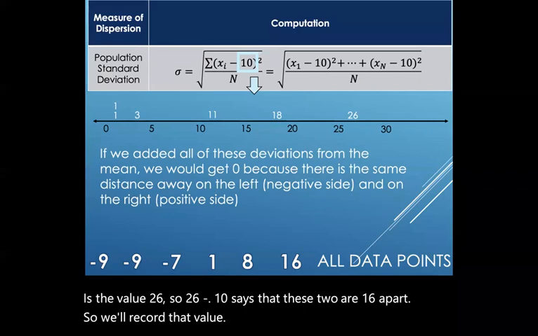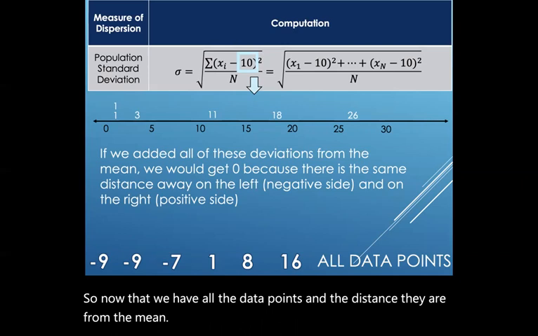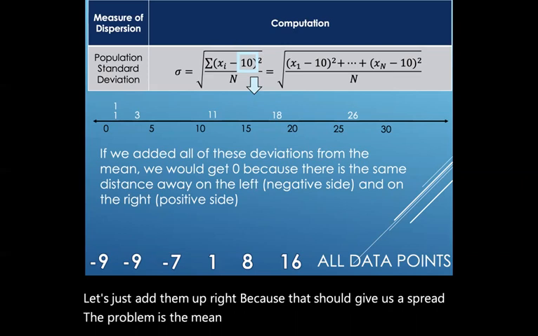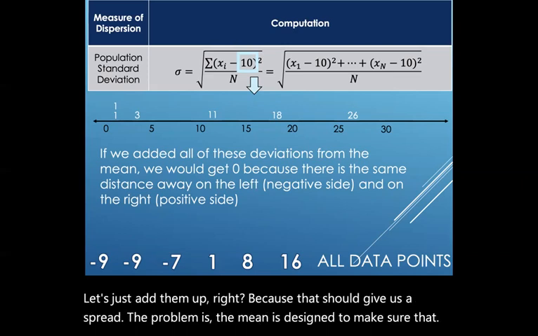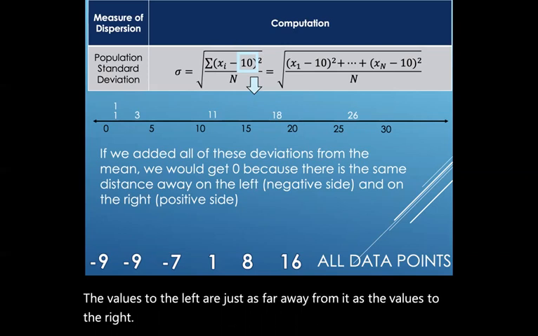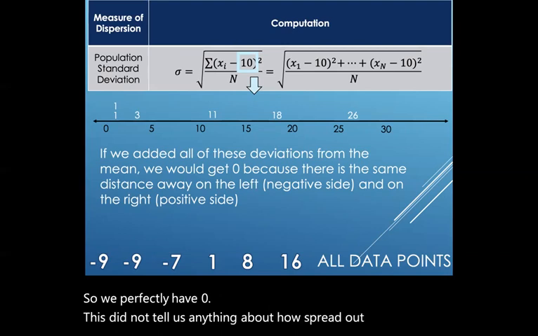So now that we have all the data points and the distance they are from the mean, let's just add them up, right? Because that should give us a spread. The problem is the mean is designed to make sure that the values to the left are just as far away from it as the values to the right. So we perfectly have 0. This did not tell us anything about how spread out the data is. So what do we do to correct that?